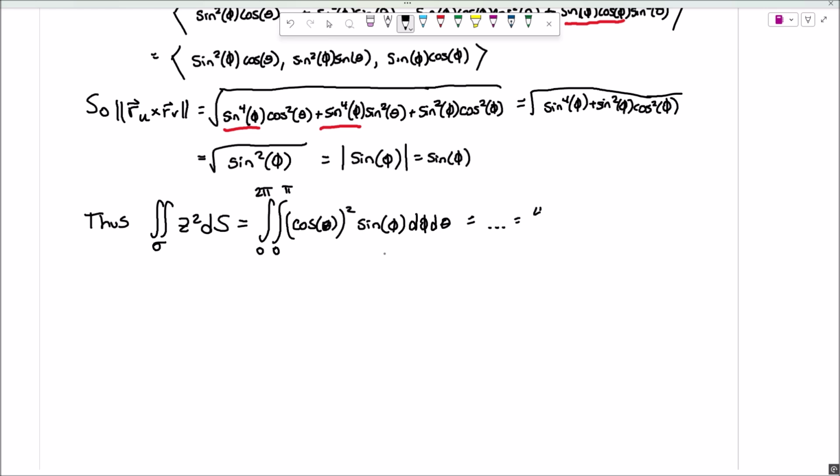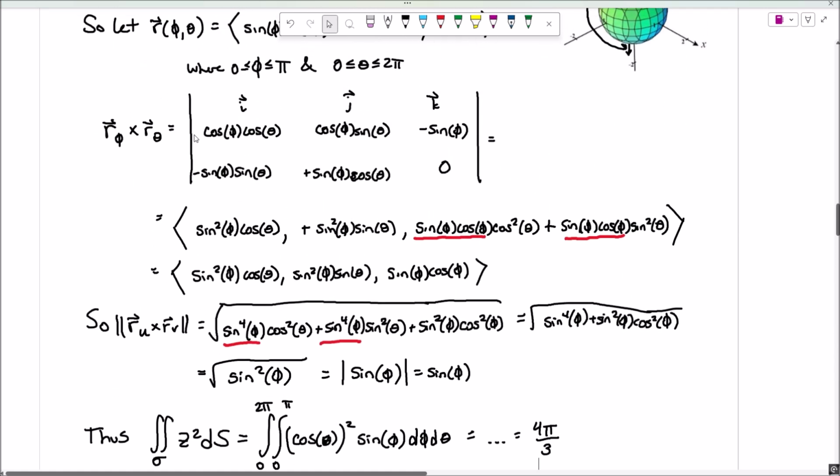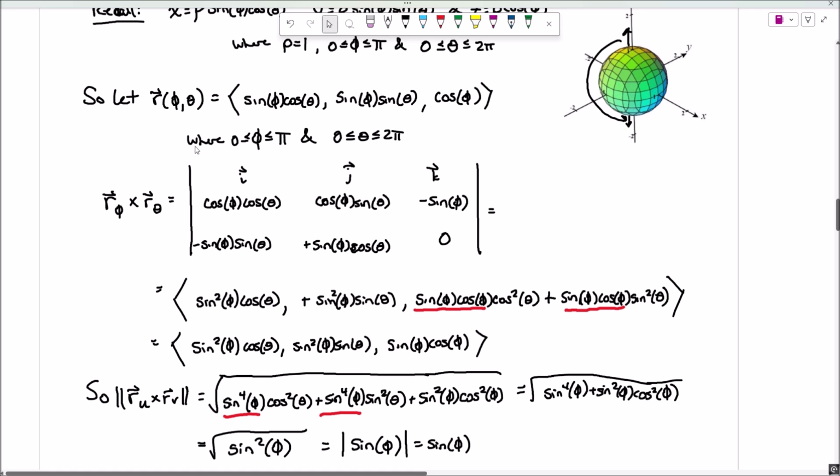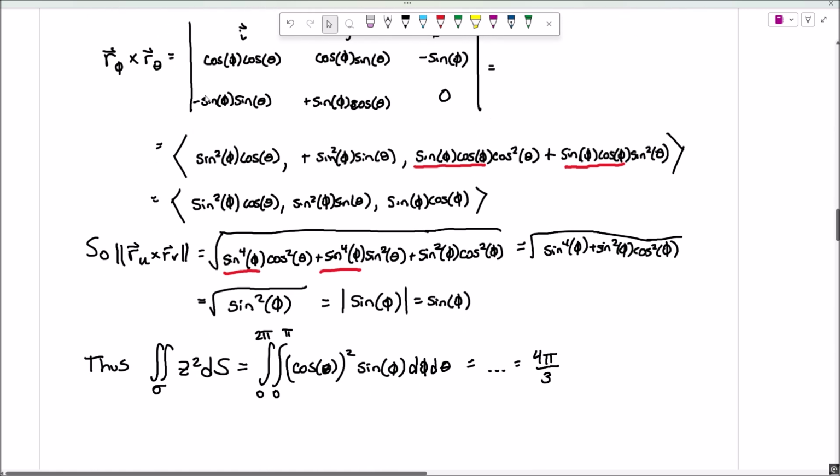I think ultimately, if you computed this all the way out, you end up with a final value of 4 pi over 3. So hopefully, again, you're feeling a little bit more comfortable here with the process. Usually this step down here doesn't take too terribly long, and most of the effort goes into finding the parameterization and then actually setting up that cross product and computing that norm.